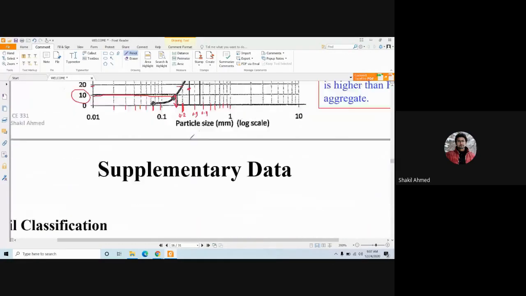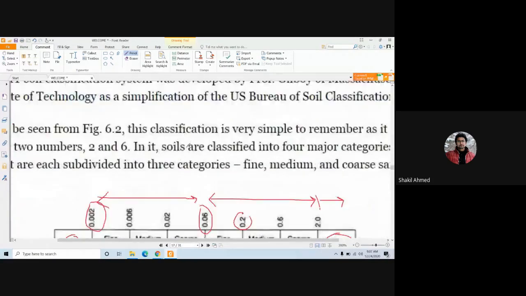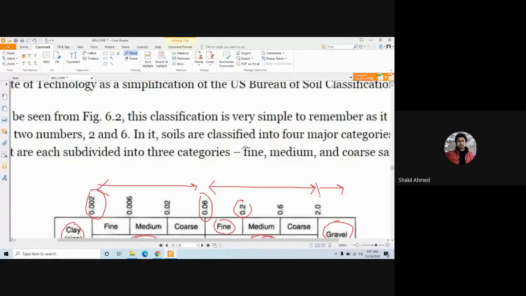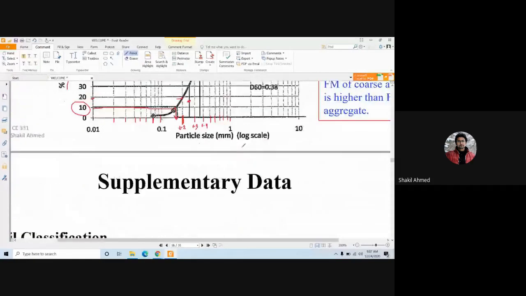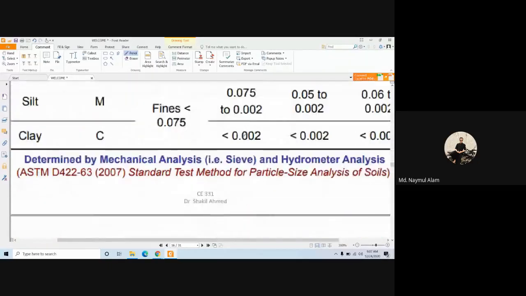That means, and you can see, this is 0.075 to 0.2. That means this is in the range of fine sand. So 18% of particles are fine sand. Clear? Clear, sir.